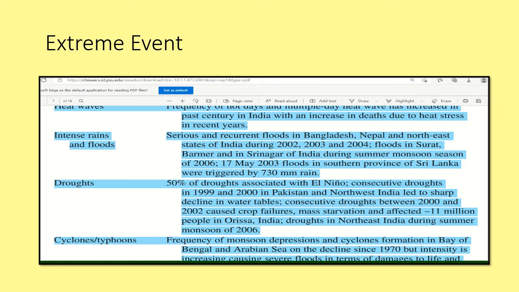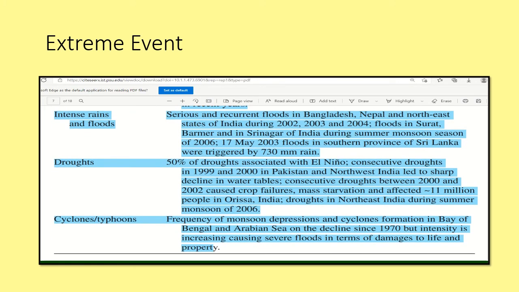And the last one is the cyclone and super cyclone. Each and every year, cyclones form in the Bay of Bengal and the Arabian Sea, and since 1997 the intensity has increased each and every year. Our Sundarban biodiversity zone of West Bengal is under threat due to cyclones and super cyclones. So those are the extreme climatic events due to climate change.